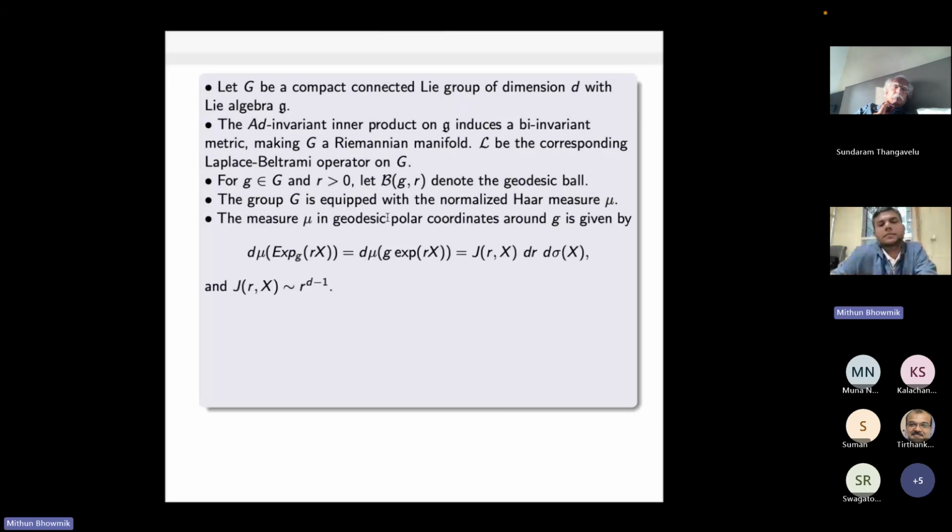Now how does this measure look locally? If I consider this measure locally, with any point centered at G, then its behavior is some Jacobian with a geodesic distance from this point G, and then we have a surface measure on the unit ball in the Lie algebra. The behavior of the Jacobian is like r to the power d minus 1, and we can always dominate this r from lower and upper, independent of the set X. So this is the local expression of the measure.